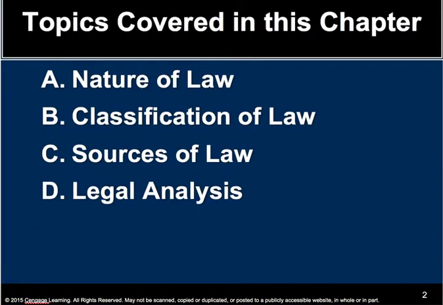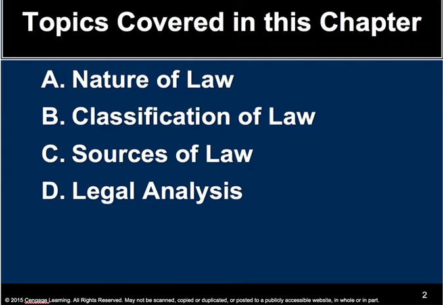Having said that, these are the main topics that we will be covering in Chapter 1. Number 1 is the nature of law. In other words, what is law? Number 2, classifications of law. In law, we have several classifications, and that's what makes it difficult a lot of times when you're a law student: trying to keep all the different classifications in place. And we'll talk a little bit about some of that.